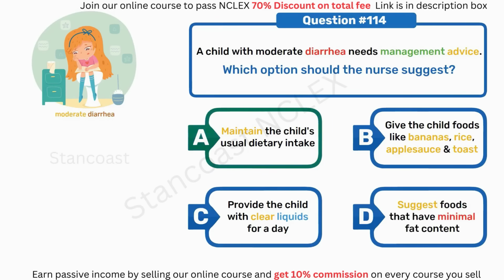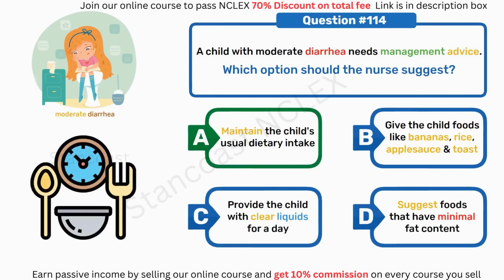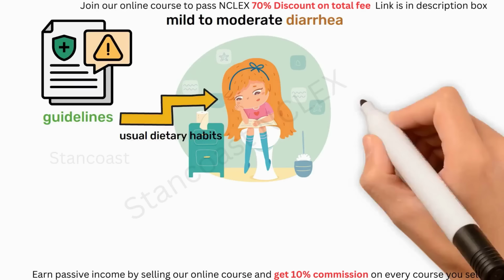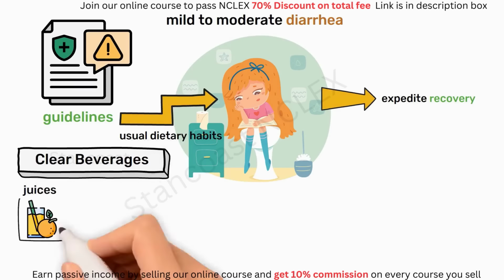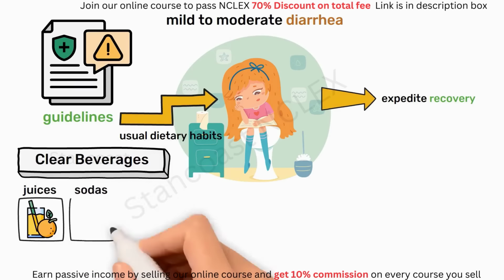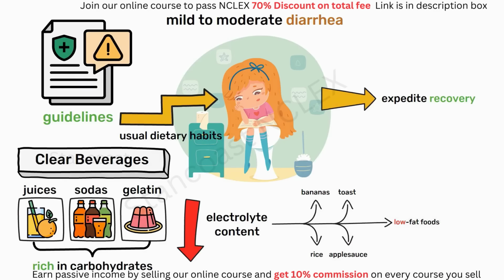Here, option A is correct, because for children with mild to moderate diarrhea, current guidelines advise maintaining the child's usual dietary habits. Adhering to this diet seems to expedite recovery. Clear beverages like juices, sodas, and gelatin are rich in carbohydrates but have a low electrolyte content, much like foods including bananas, rice, applesauce, and toast. Low-fat foods generally also have insufficient electrolyte content for the child's needs.